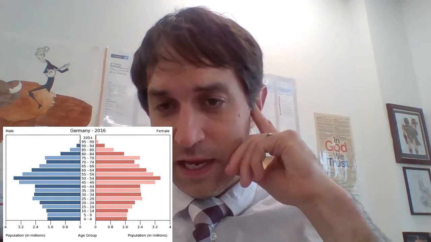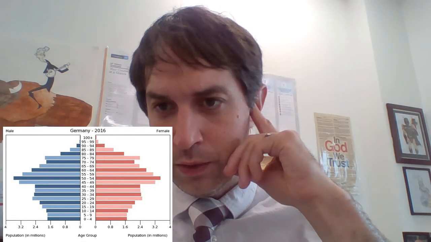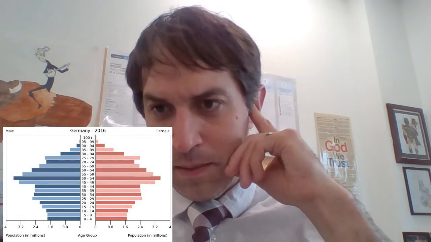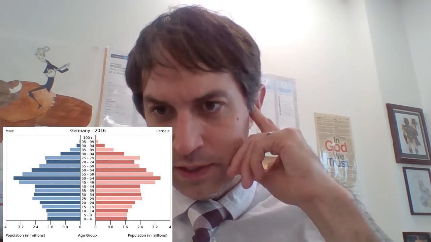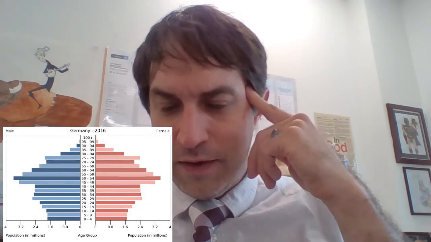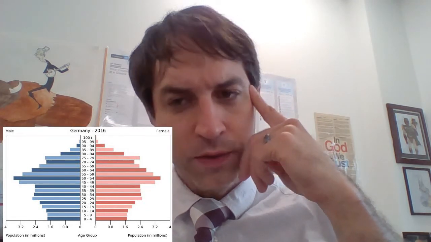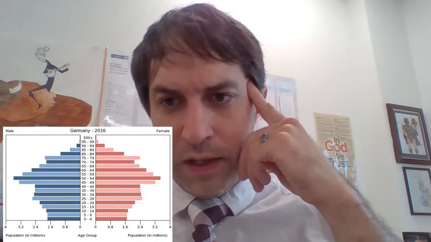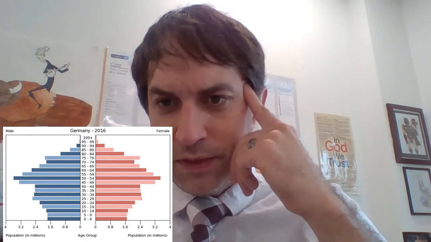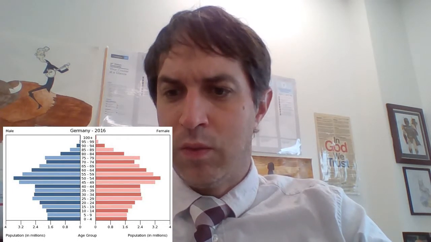You can also see the devastation that World War II had on the male population. You can see here between the 80 and 85 years, a significant portion of the pyramid is missing. It's almost like a chunk has been taken out right there. That may have to do with the number of men that died in World War II.